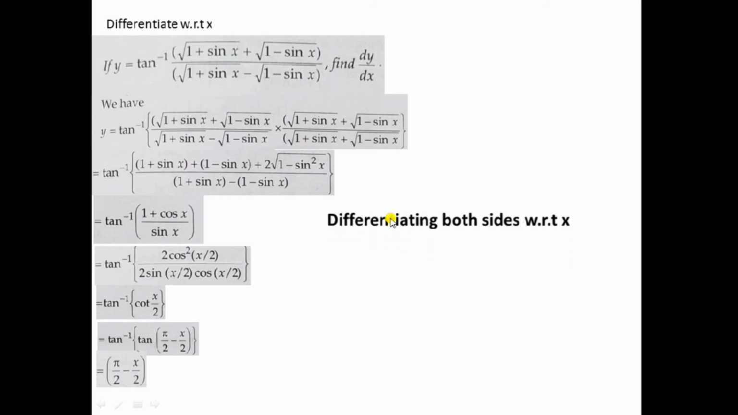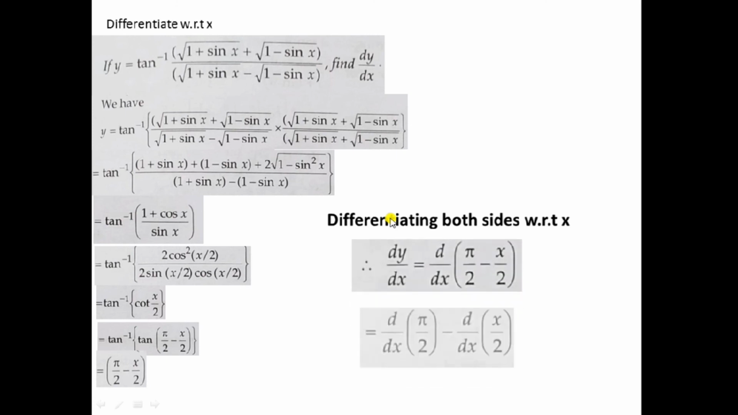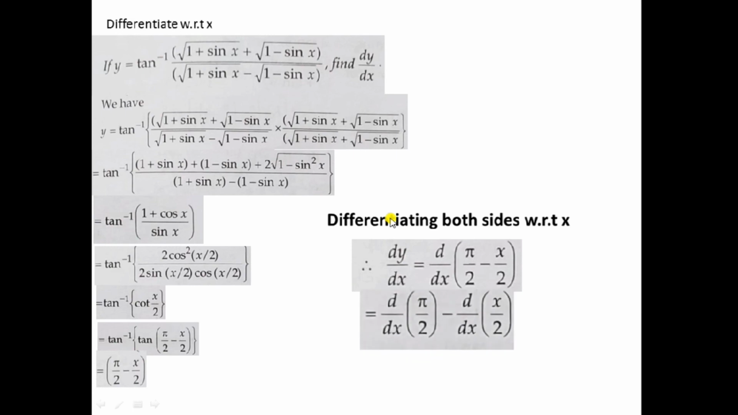Now we differentiate with respect to x. We get dy/dx equals d/dx of (pi by 2 minus x by 2). Now we all know that d/dx of pi by 2 is 0 and d/dx of x by 2 is 1 by 2. So we get 0 minus 1 by 2, that is equal to minus 1 by 2, which is the required answer. So here we come to an end of our third important sum of differentiation by trigonometrical transformation.